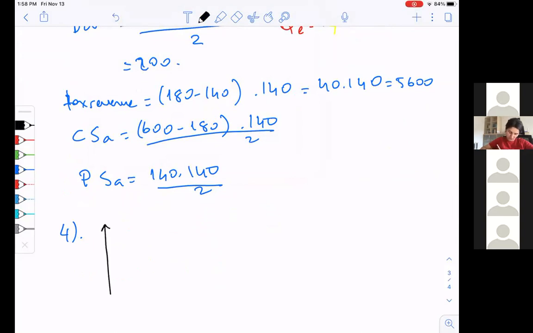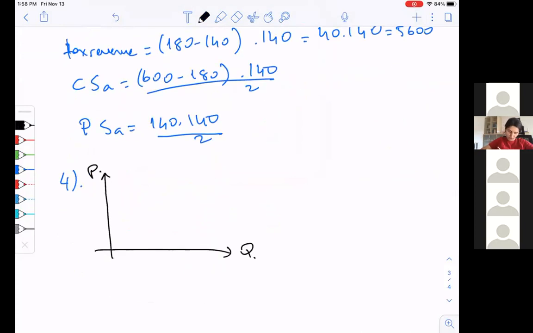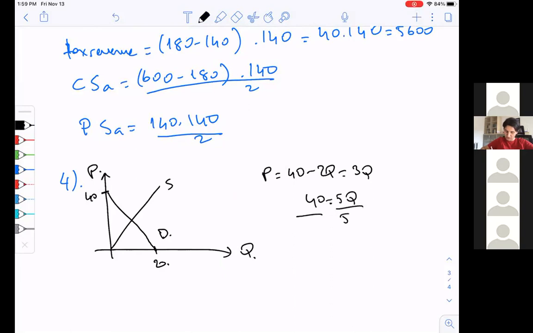Okay, so let's draw the supply and demand. If Q equals 0, this is 40, this is 20. We have demand as this, and this is supply. And then the equilibrium price and equilibrium quantity are what? P equals 40 minus 2Q equals 3Q. Okay, 40 equals 5Q. Q equals 8. And then this is 24.